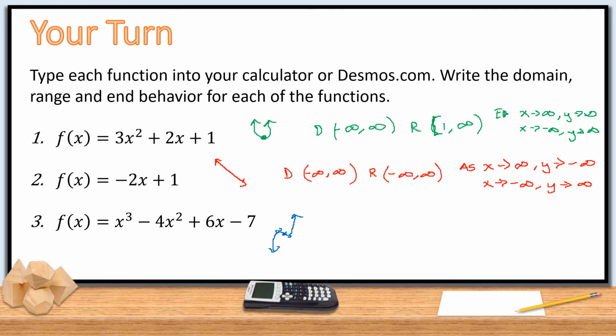All right, so the domain is going to be negative infinity to positive infinity because it goes from left to right. Range is also going to be negative infinity, positive infinity, and end behavior, as x goes towards positive infinity, y goes towards positive infinity. As x goes towards negative infinity, y is going to go towards negative infinity.